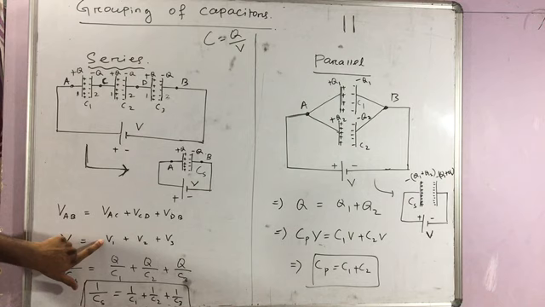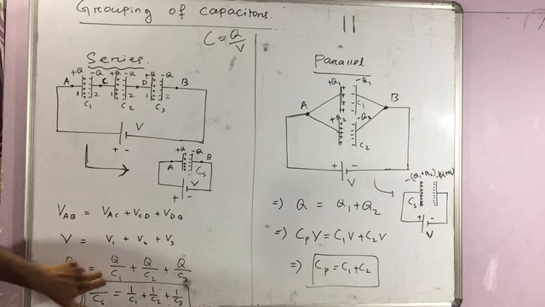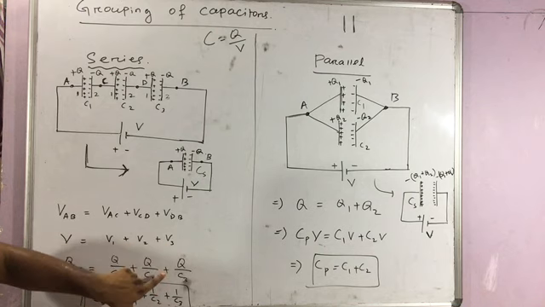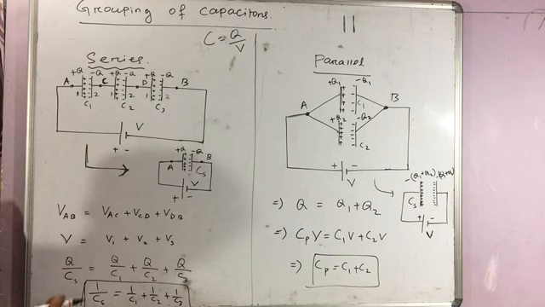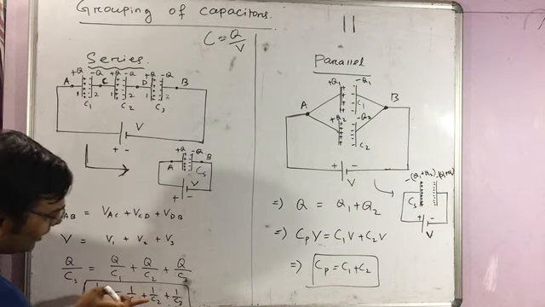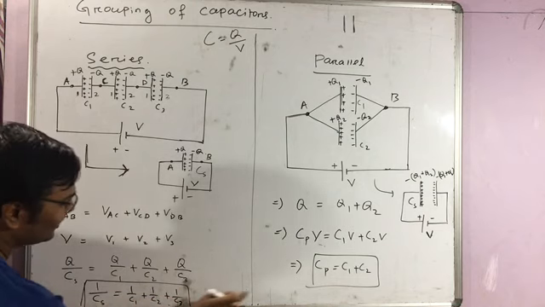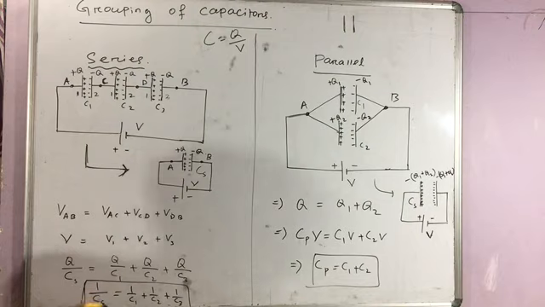Similarly for V1, I can write Q by C1 plus for V2 that is Q by C2 and plus for V3 that is Q by C3. Now you take Q common and cancel, and I am going to get 1 by Cs is equal to 1 by C1 plus 1 by C2 plus 1 by C3. Now for n number of capacitors, you can write the same formula here.